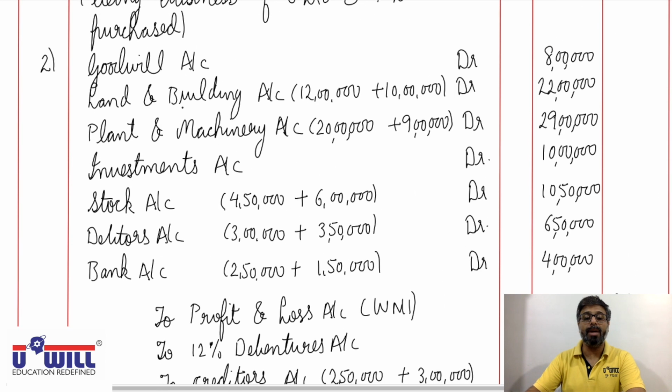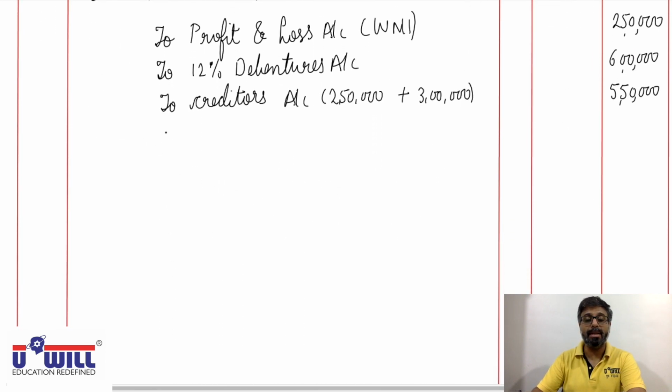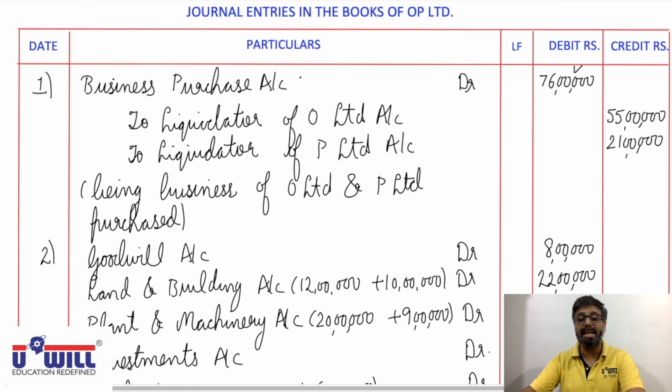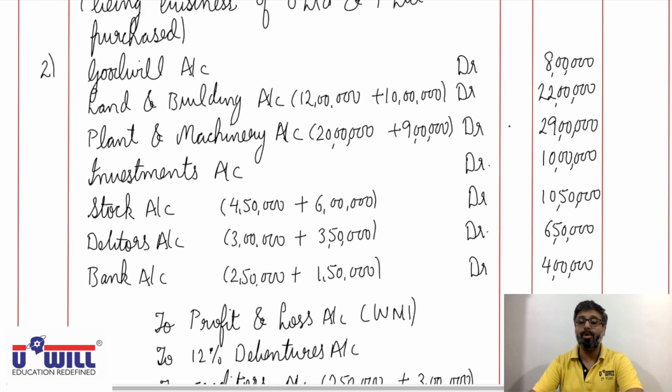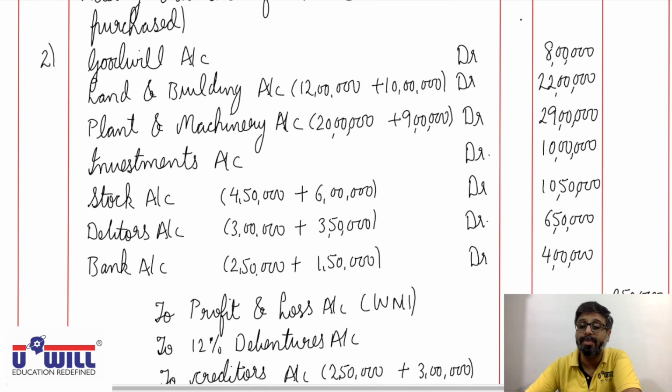So assets account debit is done, to liabilities account is done. Now to business purchase account with the purchase consideration of 76 lakhs. Business purchase account which we debited in the first entry, the same account we will close and credit in the second entry, 76 lakhs. And I told you, you must verify the debit amount must be equal to credit. So 8 plus 22, 30, plus 29, 59, plus 10, 69, plus 10, 79, plus 6, 85, plus 4, 89, plus 1, 90. Debit amount is 90 lakhs.